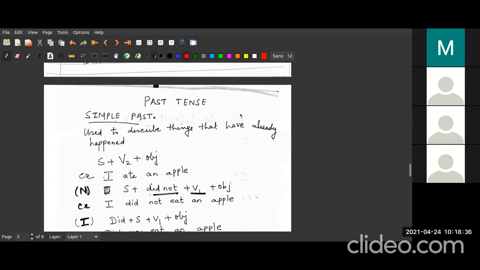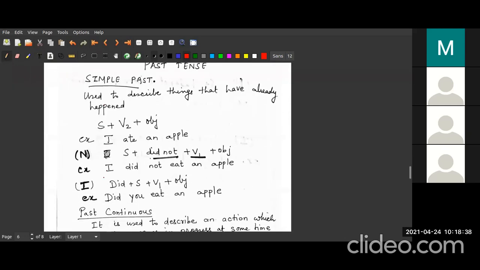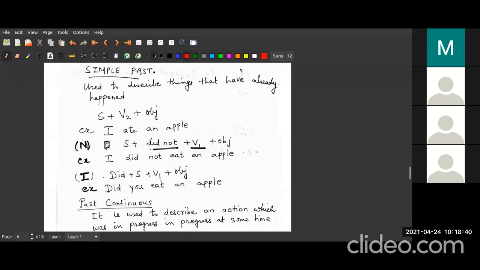Past tense. Okay, past tense. So now we come to the past tense. So what is the structure of the past? Subject plus V2 plus object. So subject is I, V2 is ate and apple.